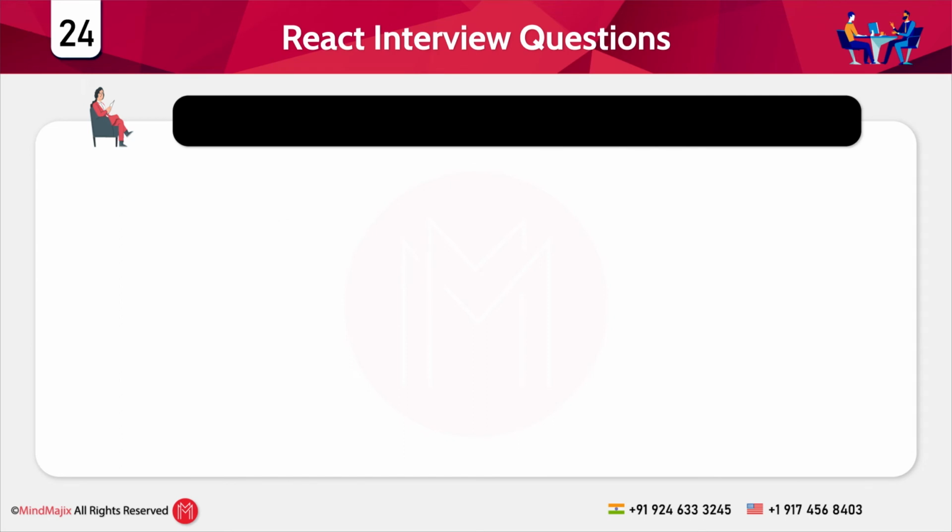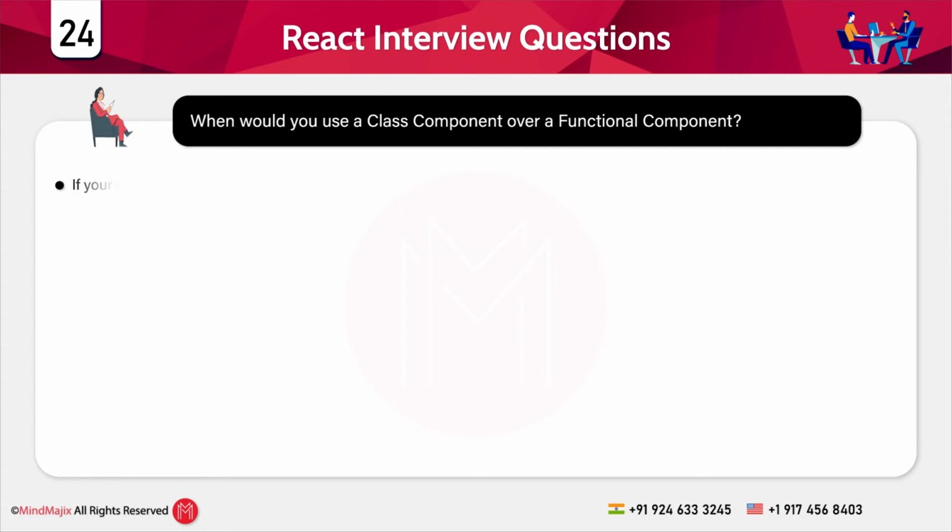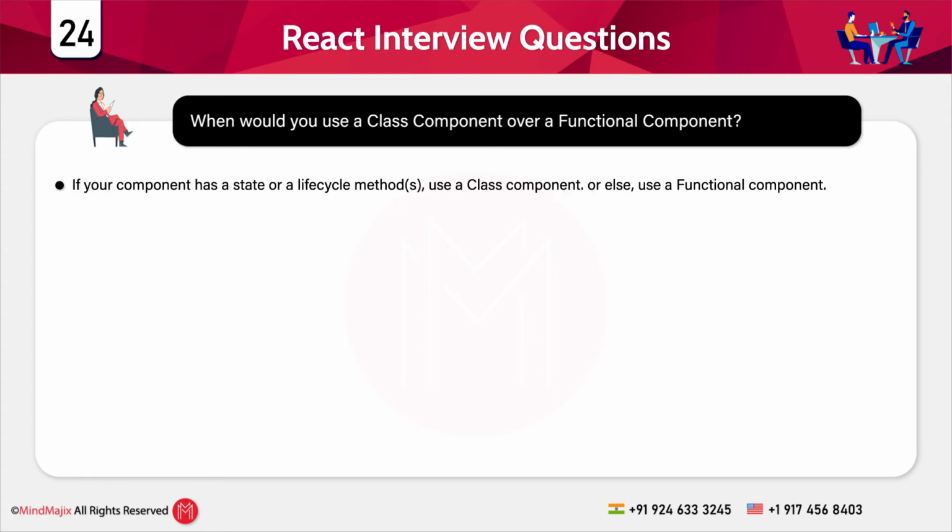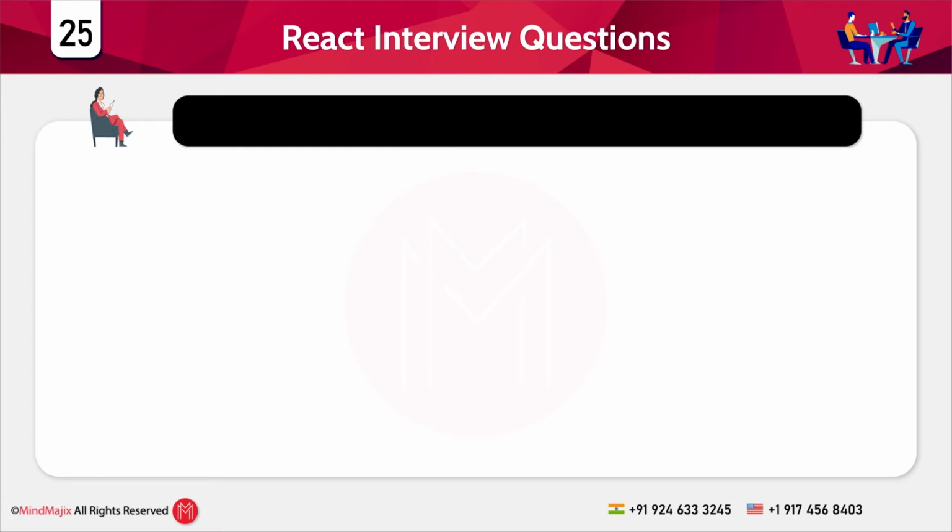The next question is, when would you consider or use a class component over a functional component? If your component has state or lifecycle methods, then you use a class component, else you use a functional component. The next question is, what do you mean by virtual DOM?